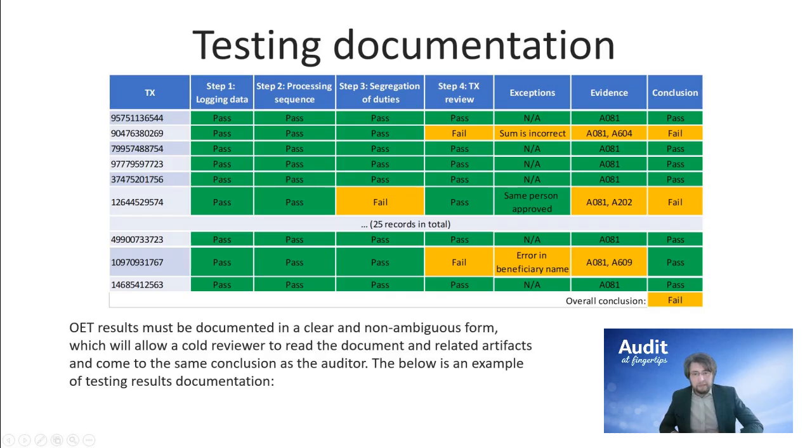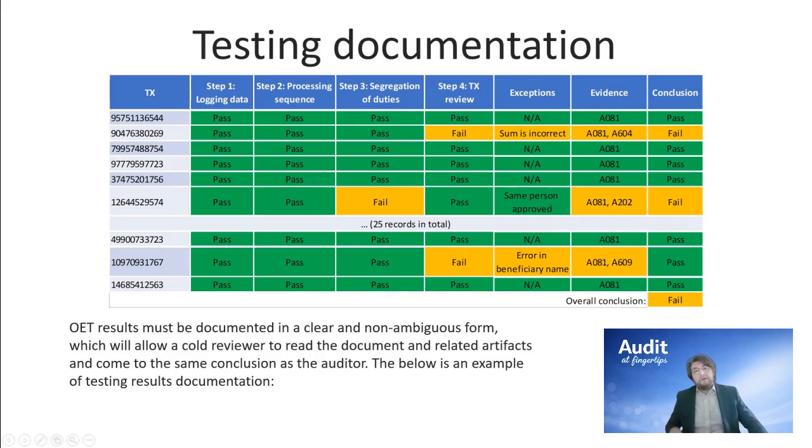Why? Because the standards of quality of documentation for internal audit say that the quality should be sufficient for a cold reviewer to take the audit file, review the evidence, and come to the same conclusion as the auditor. So therefore, it's very nice to keep your OET documentation, well, any documentation, especially OET, in order, and have tables or reports on the testing results.